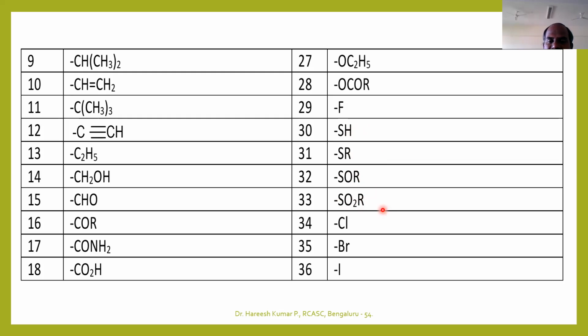Sulfur dioxide takes the priority compared to the sulfoxide. Chlorine takes the priority compared to the sulfur because of atomic number. Bromine takes the priority compared to the chlorine because of atomic number. Iodine takes the priority compared to the bromine because of atomic number. So these are the priority groups you need to remember. Based on this, you can assign the sequence to the substituents present in a chiral carbon. So with this, I will go to the next slide.